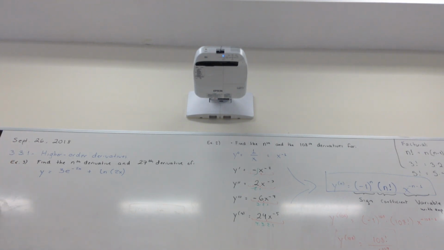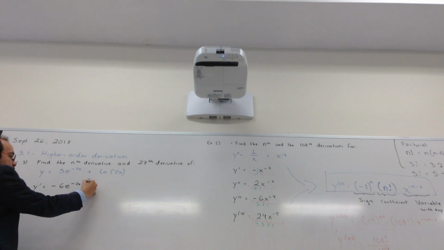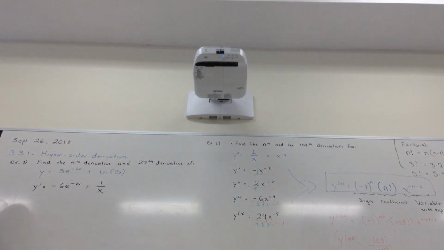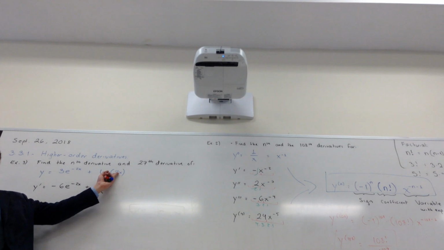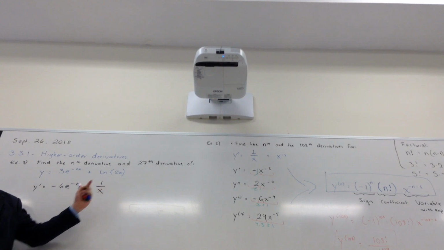Minus 6 e. Derivative: minus 6 e to the minus 2x. Derivative of this? 2 over x. 2 over 1 over x. 2x derivative? 2. And then 2x derivative? 1 over 2x. Same thing.